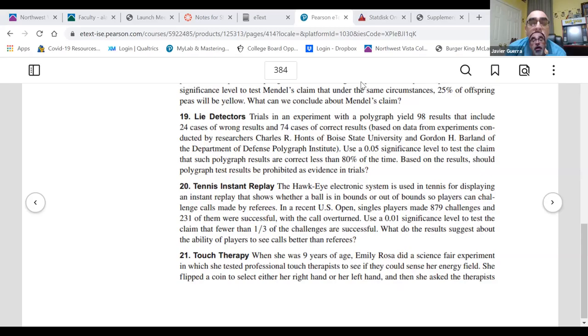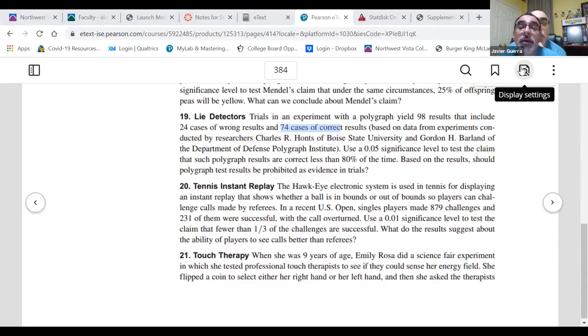Go back to your hypothesis statement and let's see what they say. We want the results that are correct. So I need the total number that were correct, which is what, the 24 or the 74? 74 were correct. So that 74 is my success. 74 correct. Because it says correct. You want the correct. Correct? Correct. All right. You're ready?